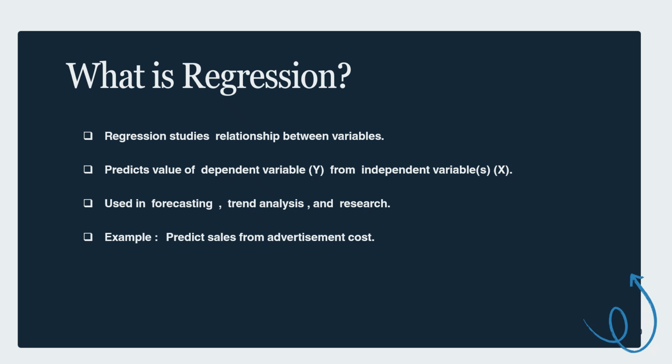Now let's move on to regression analysis. What is regression? Regression is a statistical method used to study the relationship between two or more variables. It helps in predicting the value of one variable based on another. For example, we can predict sales based on the amount of money spent on advertisements. Regression is widely used for forecasting, prediction, and understanding cause and effect relationships.